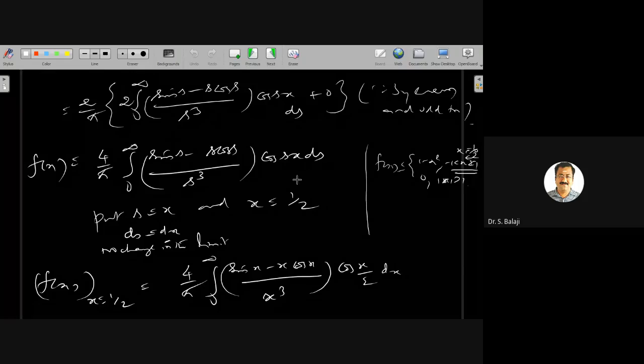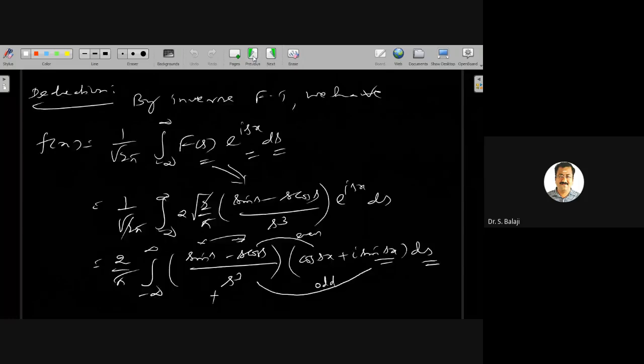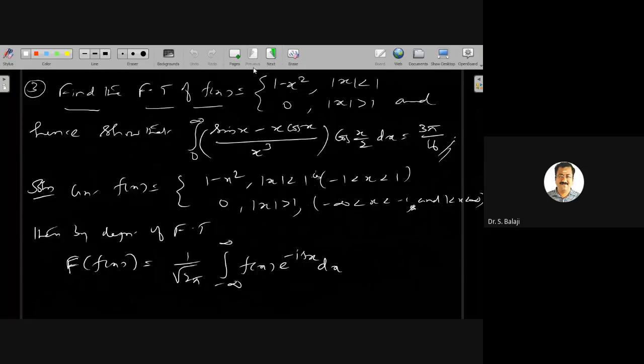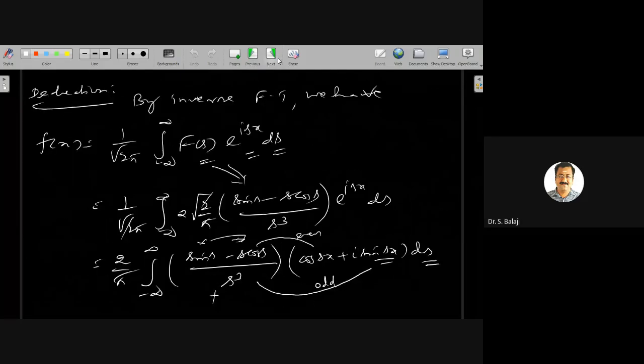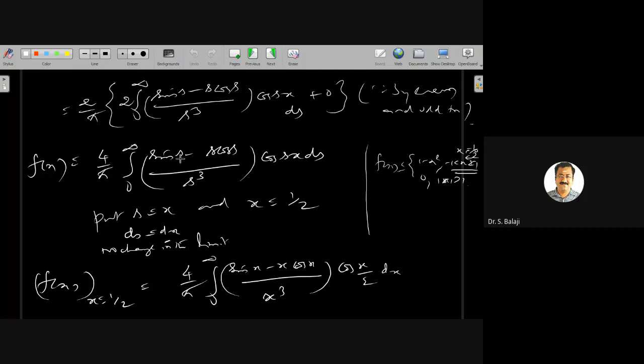Yes, further in the deduction, you can replace s by x, there is no problem here. Here, we need cos x by 2, that type of relation they are asking here. The question they are asking is cos x by 2. Further in that expression, we need cos x by 2. Therefore, what can you do here? You can replace s by x first. Sin x minus x cos x by x cube, that is okay.